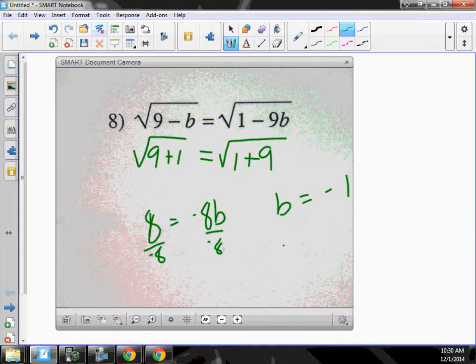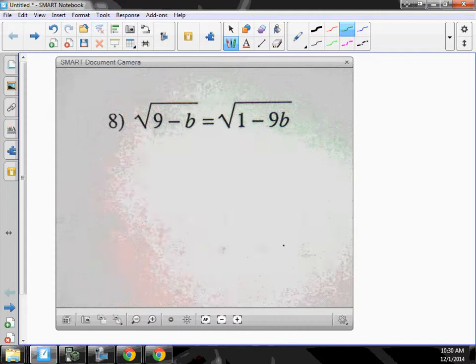Do those equal each other? Yes, I get root 10 equals root 10. So that answer is not extraneous. It is a correct solution. All right, turn the page.